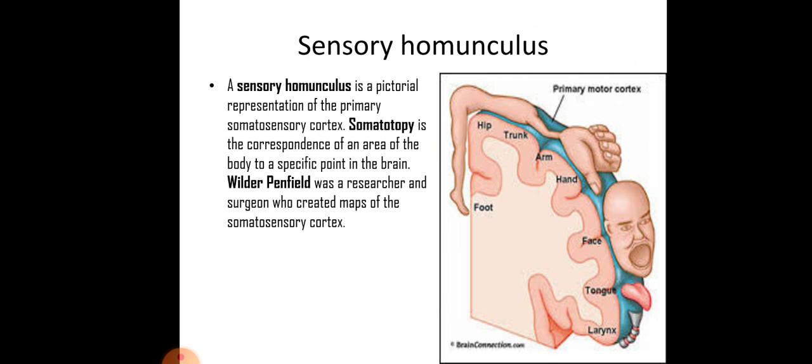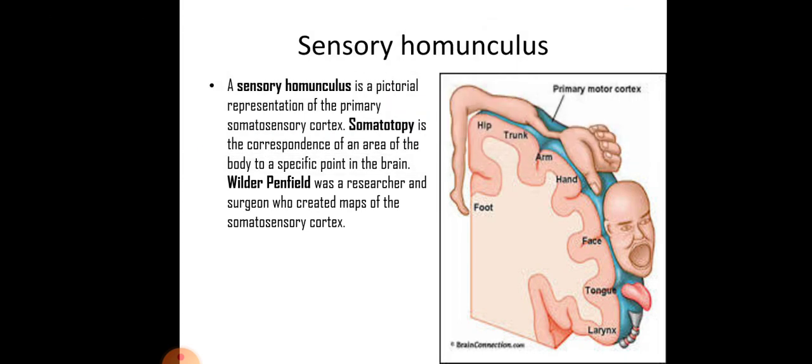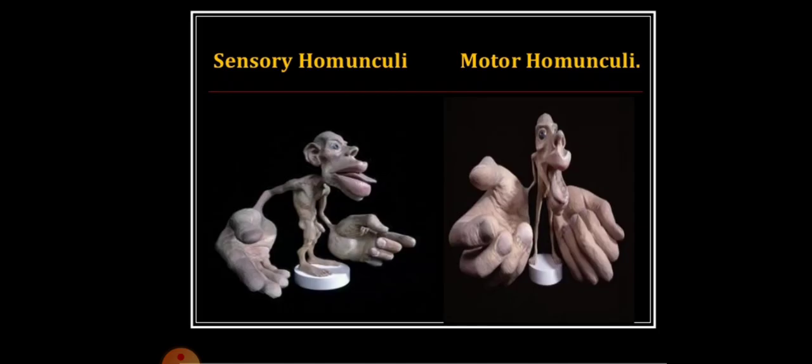So sensory homunculus is a pictorial representation of the primary somatosensory cortex. Somatotopy is the correspondence of an area of the body to a specific point in the brain. Wilder Penfield was a researcher and surgeon who created maps of the somatosensory cortex. So this is the sensory and the motor homunculi. The larger area means there is larger representation of these areas in the cerebral cortex.